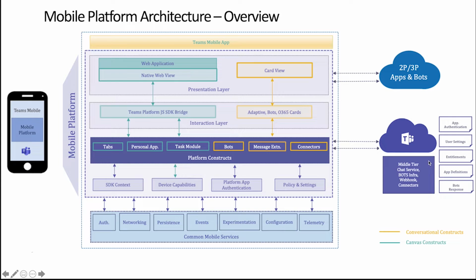The prime capabilities which have been driven from here are the app authentication, the user settings, the entitlement, the app definitions, as well as the bot responses. So with these capabilities, we allow the 2P and the 3P applications to surface, to interact, and to leverage the best possible constructs out there from the Teams platform.